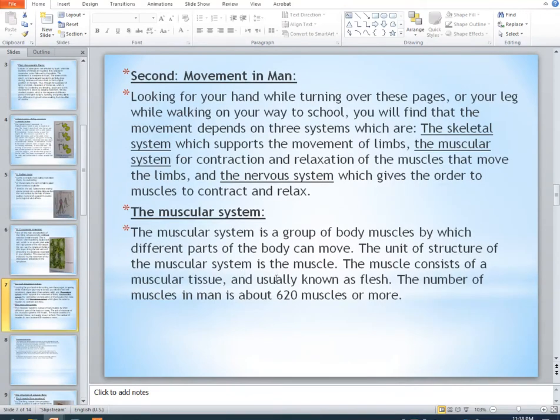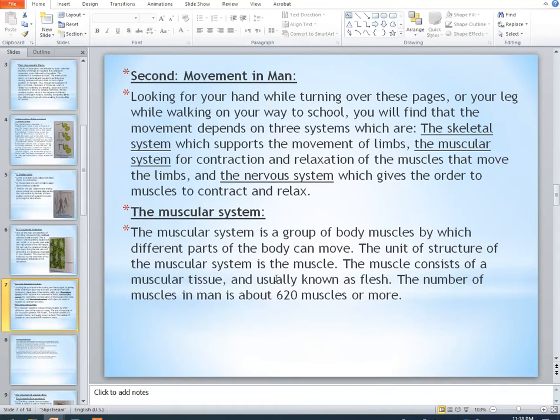Second, movement in man. Look at your hand while turning over this page, or your leg while walking on your way to school. You will find that movement depends on three systems: the skeletal system, which supports the movement of limbs; the muscular system, for contraction and relaxation of muscles that move the limbs; and also the nervous system, which gives the order to muscles to contract and relax.